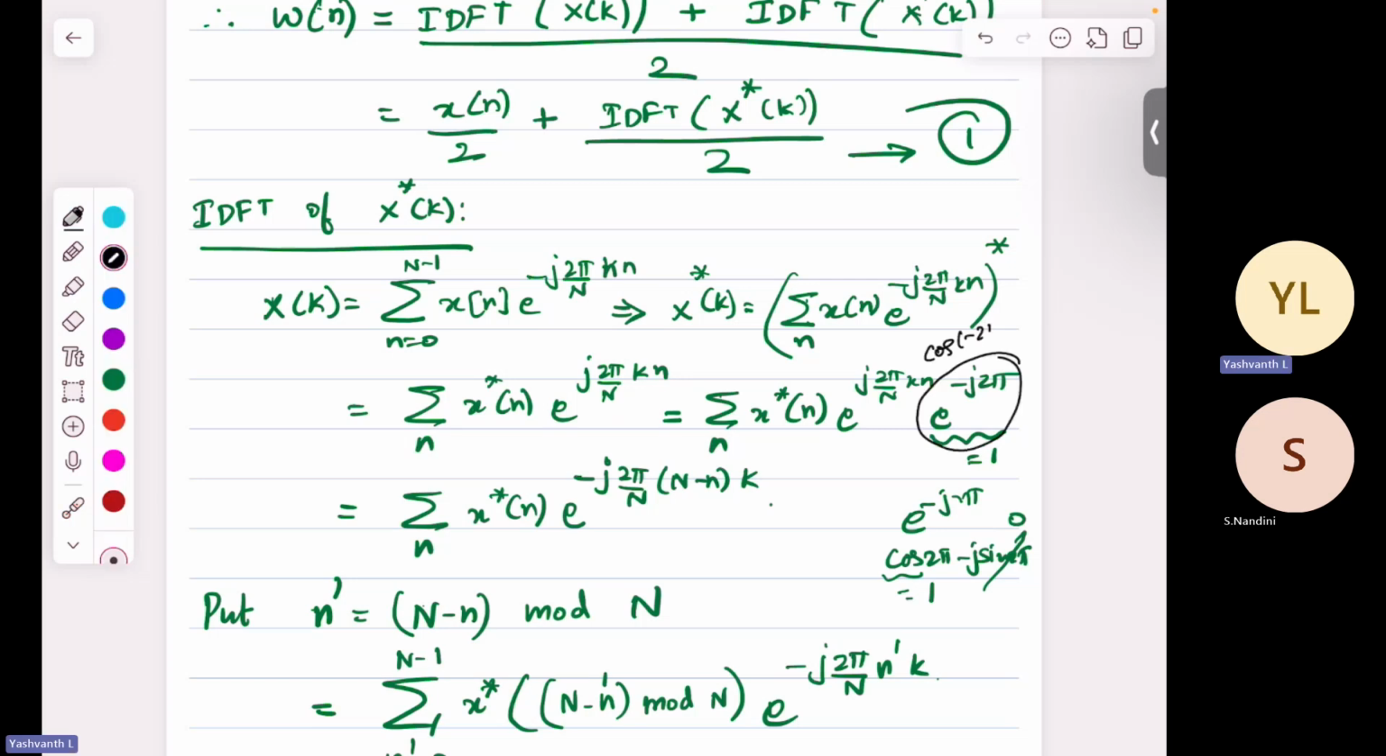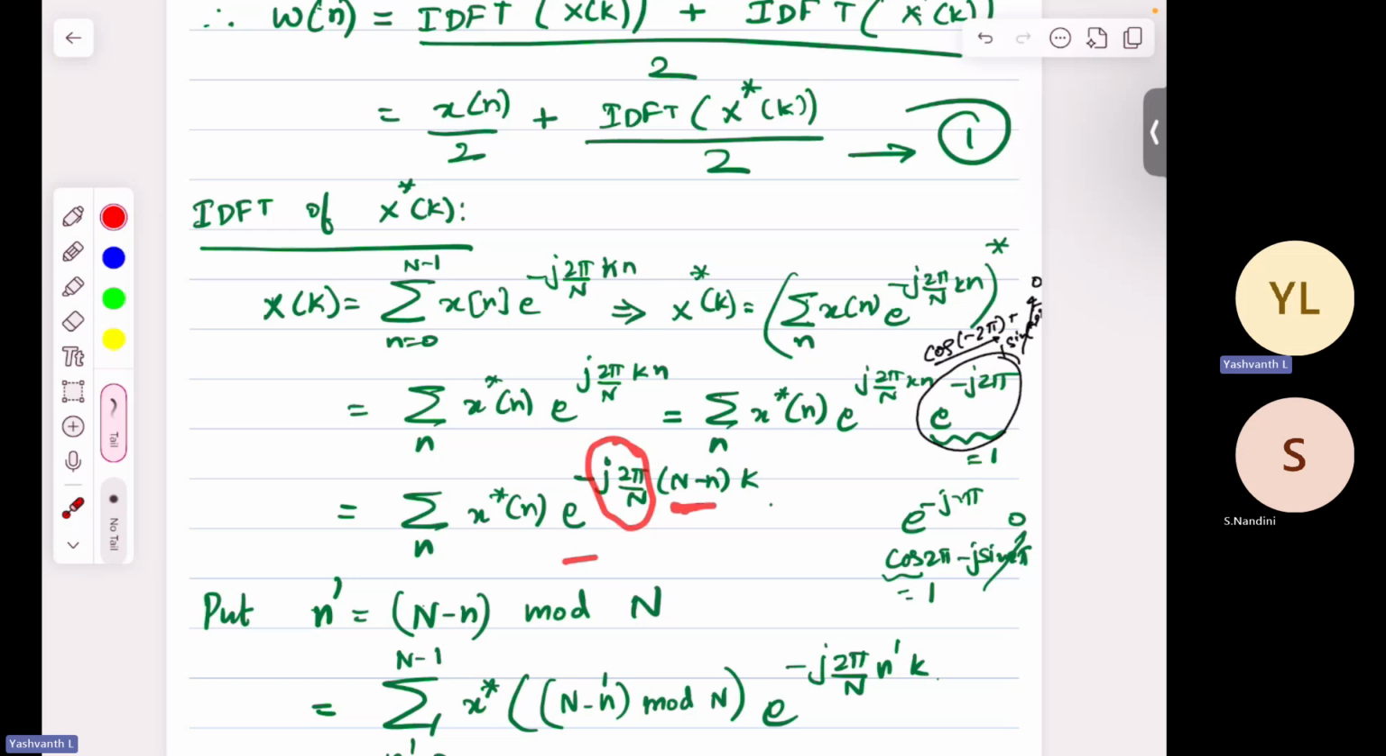cos minus 2 pi plus j sine minus 2 pi. But sine 2 pi is 0, cos minus 2 pi is 1. Therefore, you can just multiply this number by e power minus j 2 pi. There it won't change the answer because anyways it is equal to 1. But now you're multiplying two complex exponentials, so the exponents will add up.